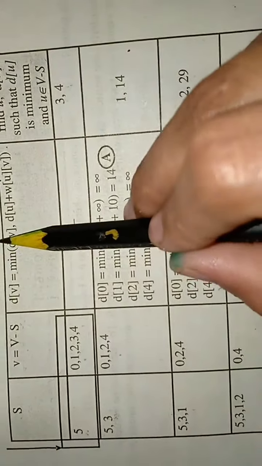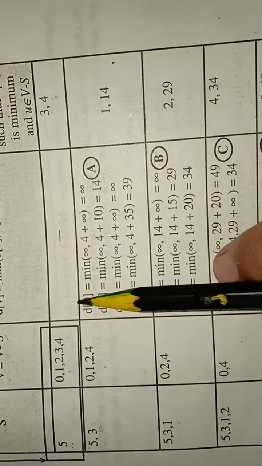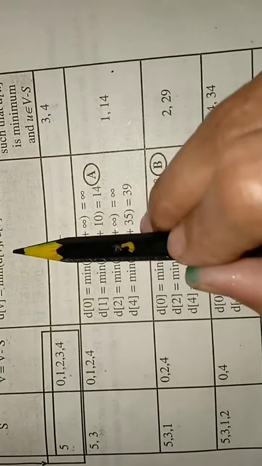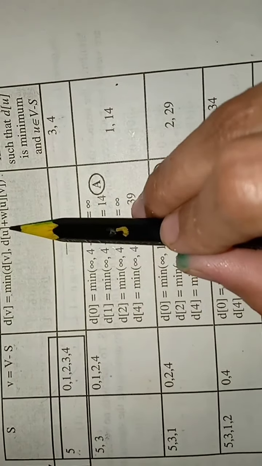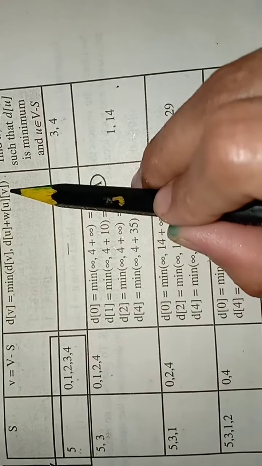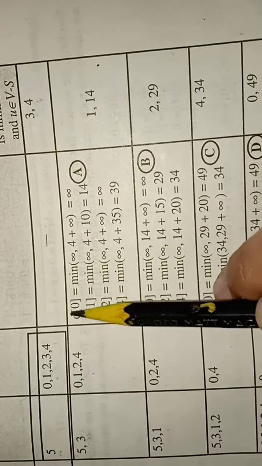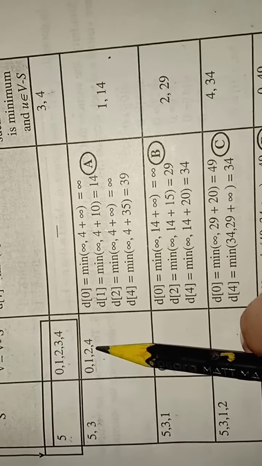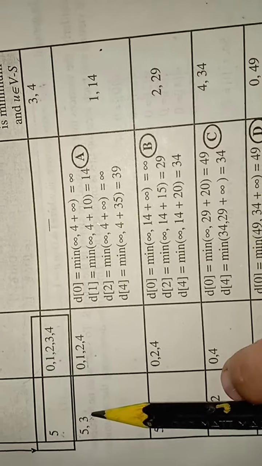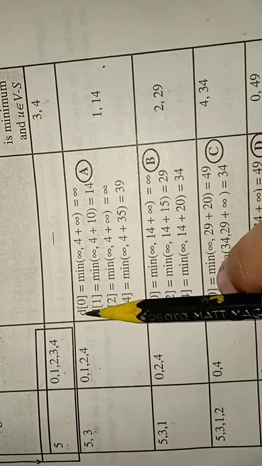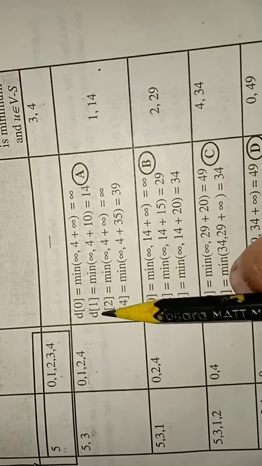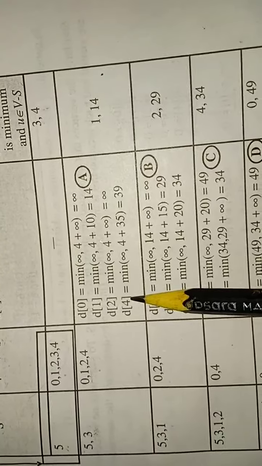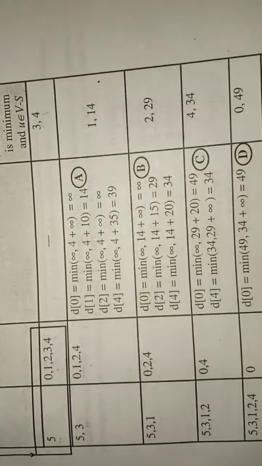Now you have to apply this formula, that is d of V is equal to the minimum of d of V comma d of U plus cost of U comma V. And this formula is applied only to these 4 vertices. Okay, it is not applied to this. So here what you get is that you have to find d of 0, d of 1, d of 2 and d of 4. So we will see how they have done it directly. I'll show you how it happens.